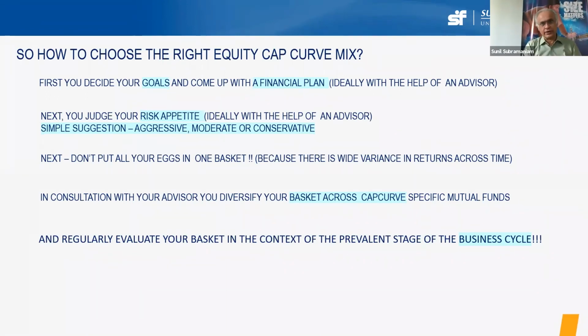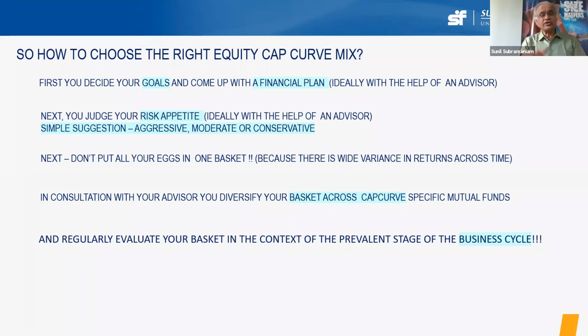So the outlook is that there's enough money for large caps, and you have seen the economic outlook. So now when you get to choose, I have to come now and suggest to you what to do, right? So in that context, first you need to look inward, because the type of investor will also decide the type of the mix. So first you decide your goals, and then you come up with a financial plan, ideally with the help of an advisor.